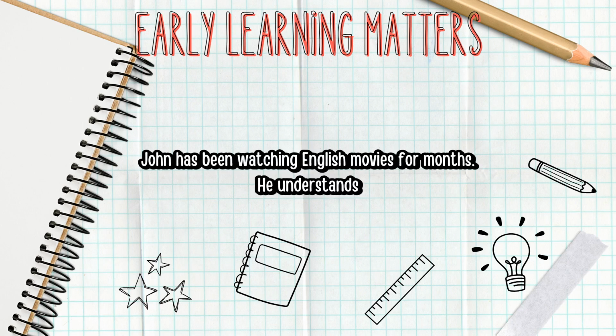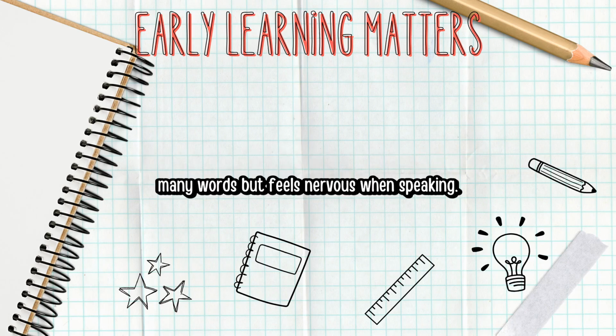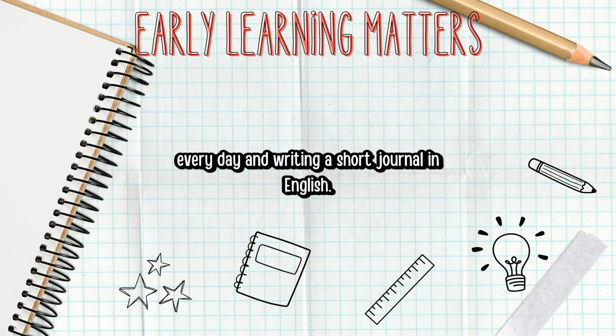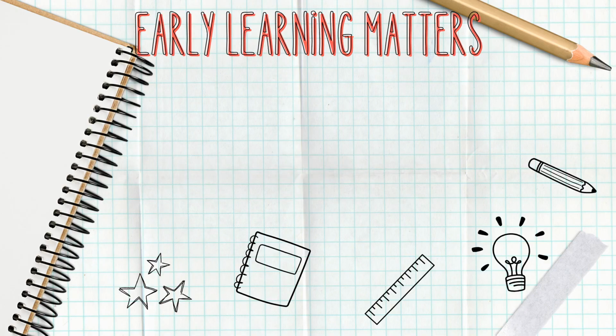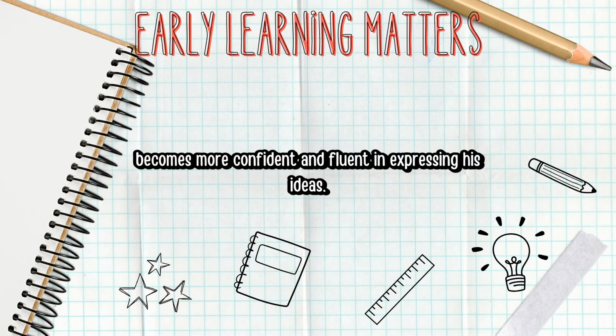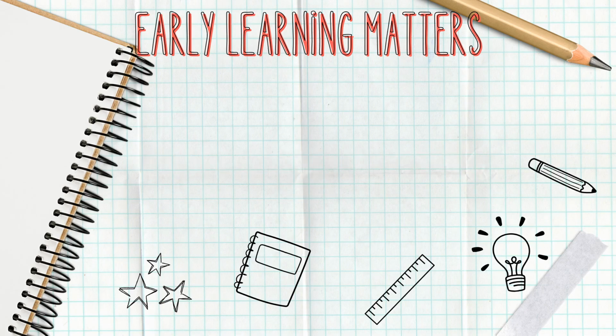Example: John has been watching English movies for months. He understands many words but feels nervous when speaking. To improve, he starts practicing speaking out loud every day and writing a short journal in English. At first, he makes mistakes, but with time, he becomes more confident and fluent in expressing his ideas.